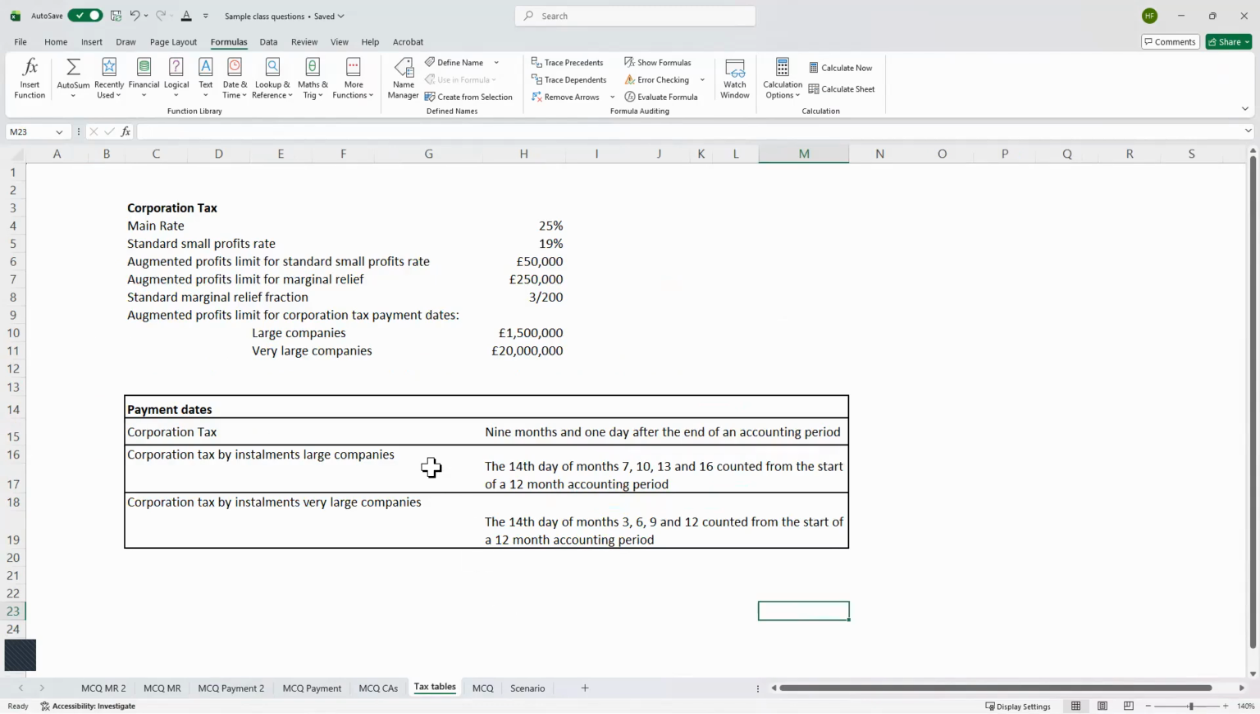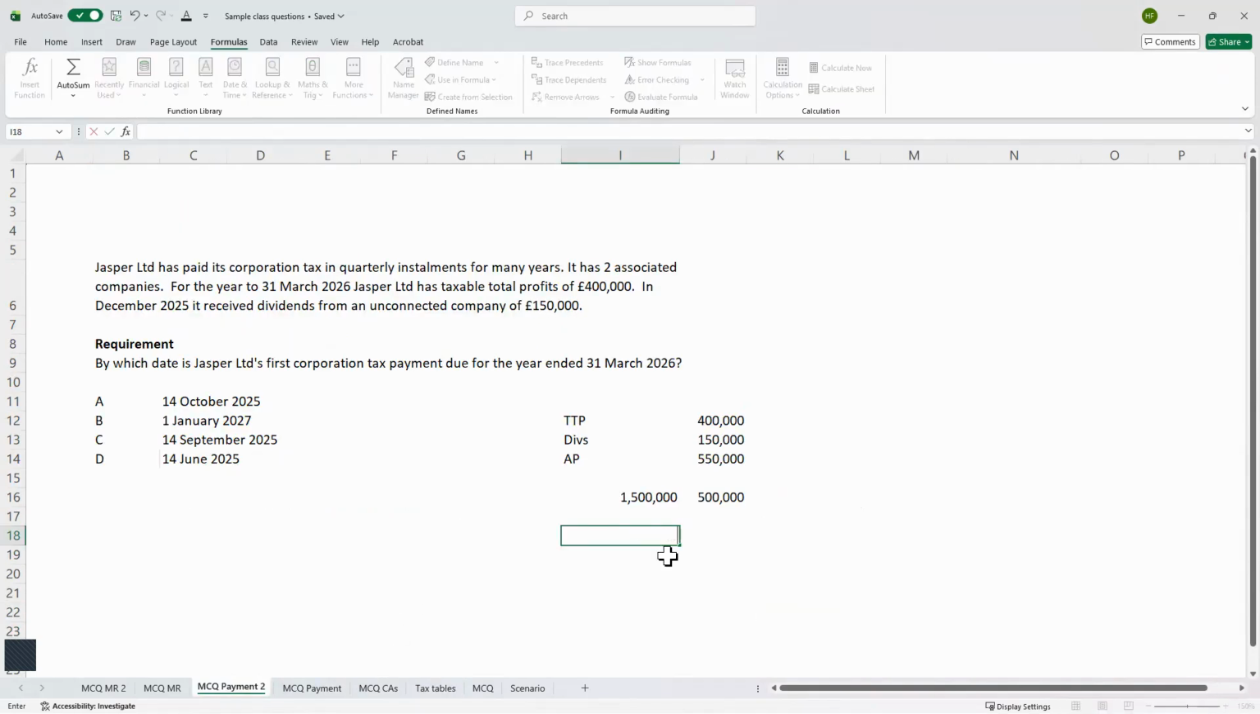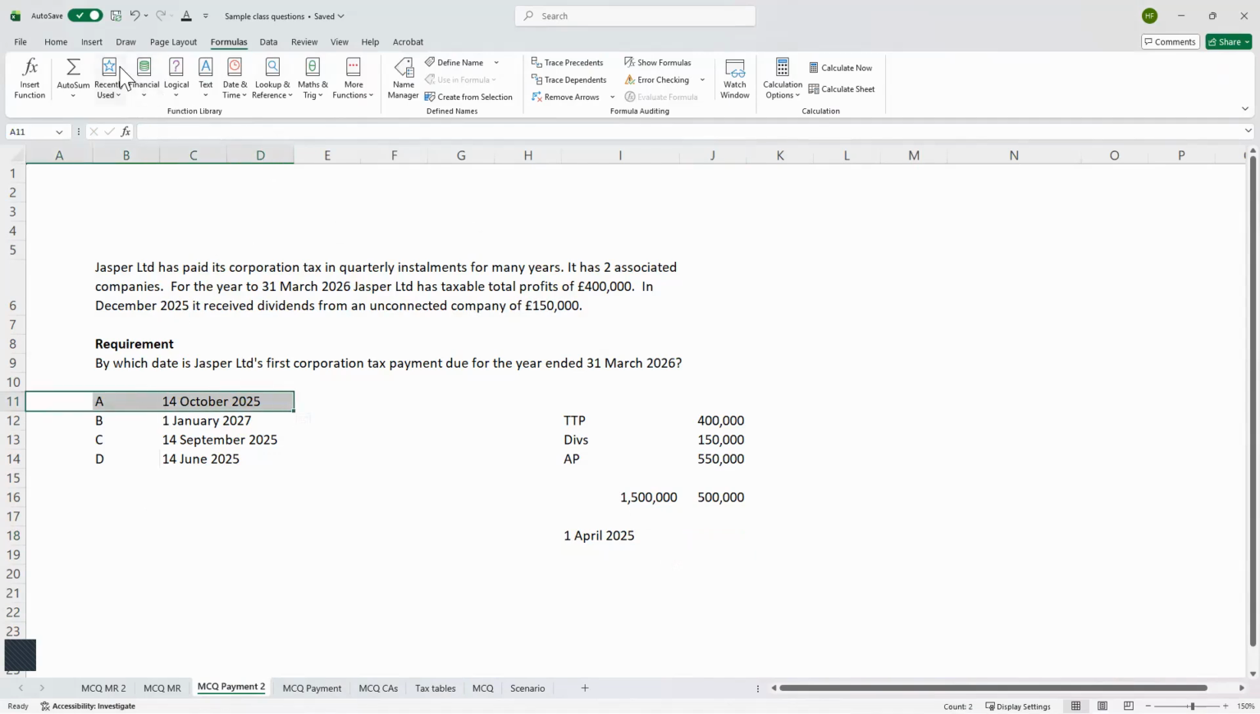As Jasper is large, it will need to pay its instalments on the 14th day of months 7, 10, 13 and 16, counted from the start of the accounting period. So the beginning of the accounting period is 1st of April 2025. First instalment payment is due on the 14th day of month 7. So month 7 is October, so the instalment payment will be due on 14th of October 2025.